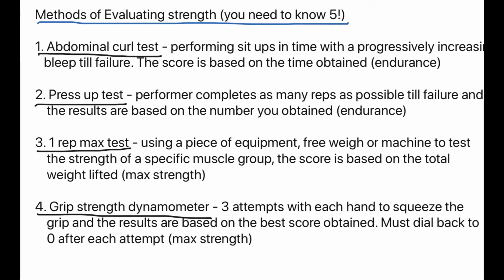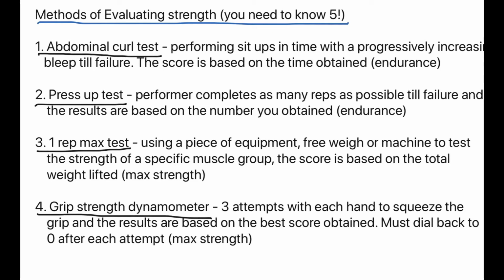The second one is another strength endurance test, the press-up test. The performer completes as many reps as possible until failure. There's no bleep and there's no time limit. It's just based on the number of reps that you obtain. The third one is the one repetition max test, using a piece of equipment, free weight or machine, to test the strength of a specific muscle group. The score is based on the total amount of weight lifted, and this will test your maximum strength.